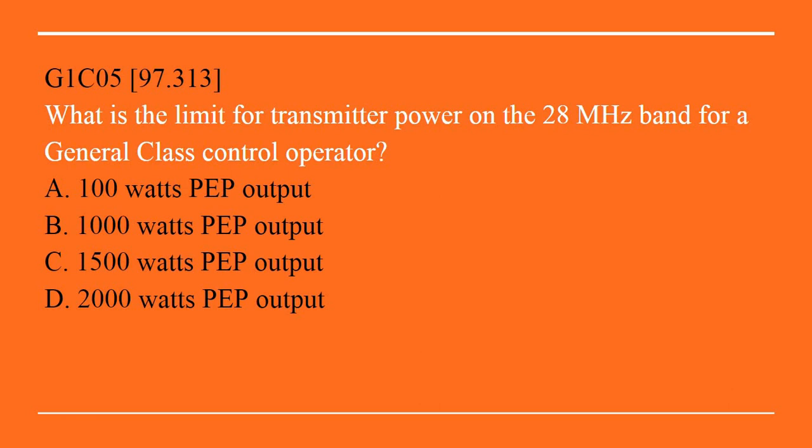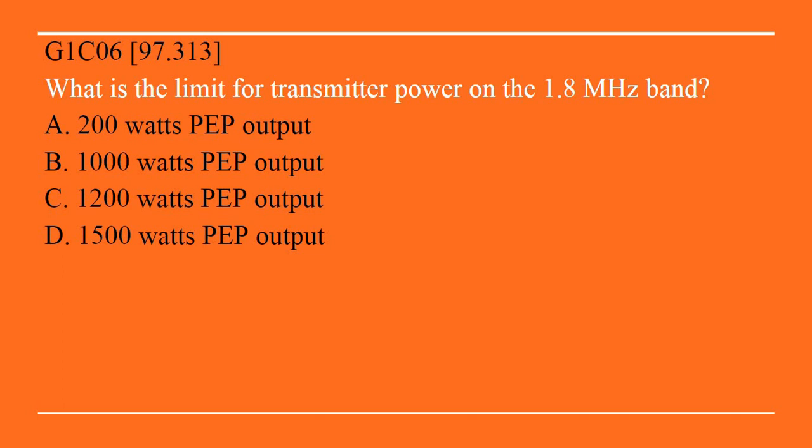G1C05, what is the limit for transmitter power on the 28 MHz band for a General class control operator? A. 100 watts PEP output. B. 1000 watts PEP output. C. 1500 watts PEP output. Or D. 2000 watts PEP output. Correct answer here is C. 1500 watts PEP output.